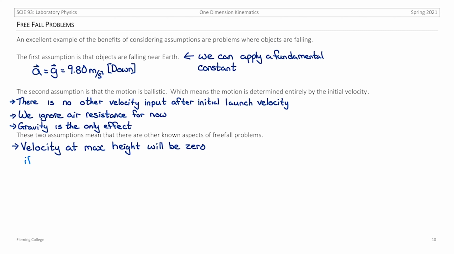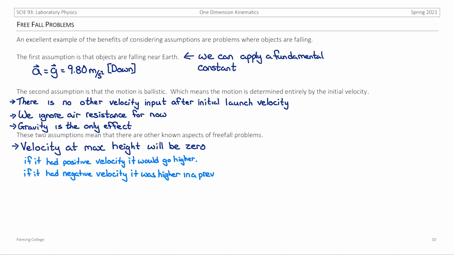Well, let's just consider the object in free fall. As it's moving up, the acceleration is constant and it's pointing down, which means that at any point in time, if it still had positive vertical velocity, the object's about to move higher. And if the object had negative vertical velocity, that means the moment before it was at a higher position. So the only time the object can be at its max height is the instantaneous point in time when its velocity is 0 before it begins to accelerate back towards Earth again.